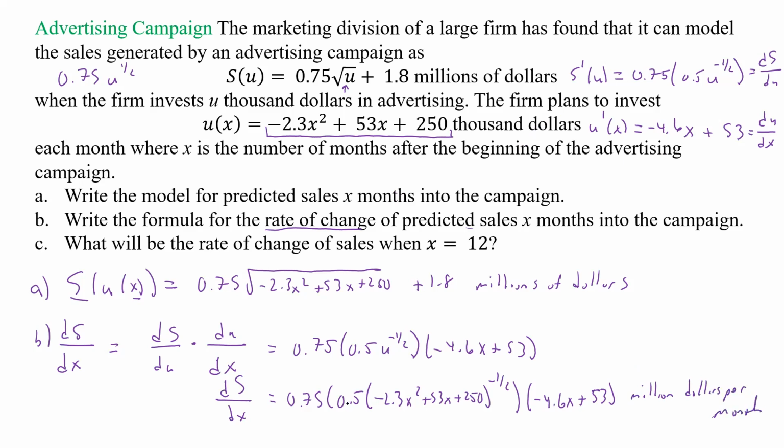Now we could simplify it. We could take 0.75 times 0.5 times negative 4.6 and have that times x, then take 0.75 times 0.5 times 53 and have that added to it, and have that all over the square root. Then we could simplify even more and get rid of the square root in the denominator and rationalize it. But I think right now what we want to do is just leave it here. So now, what is going to be the rate of change when x equals 12?